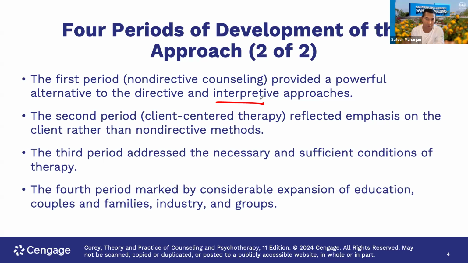In the second period, client-centered therapy shifted the emphasis from method to the client's frame of reference, right? You try to understand the phenomenological approach where you try to see what the client is talking about. The third period is the most clinically significant. Rogers articulated the necessary and sufficient conditions for a therapeutic relationship to happen, or therapeutic change to take place, which we will examine later in more depth. The fourth period marks an expansion beyond individual therapy into education, couple, family, and industry, and other fields. So as you see, Rogers is actually listening to these ideas and asking what helps them.